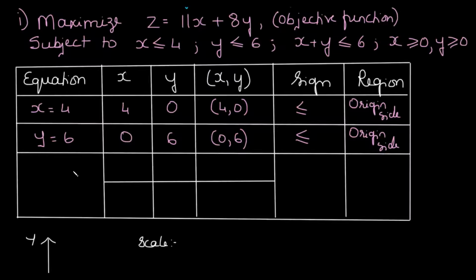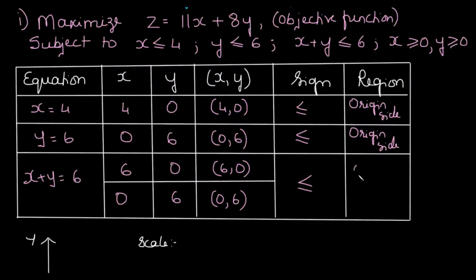Then the third is a line which has the equation x plus y is equal to 6. So when y is 0, x is 6. So (6, 0) is a point on the line. We need one more point which is obtained by putting x as 0. So we get y as 6. So (0, 6) is another point on the line. In this case, again the sign is less than or equal to, and therefore our region is the origin side. So 1/3 of the sum is done.